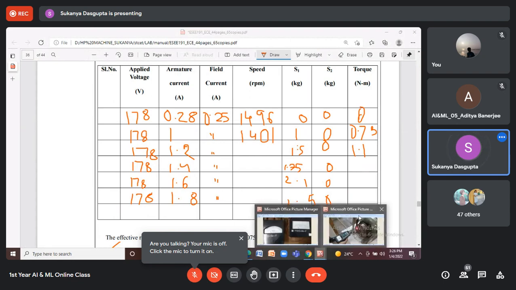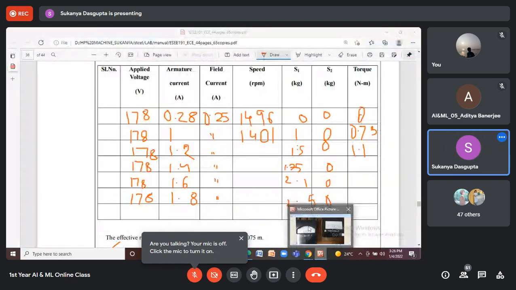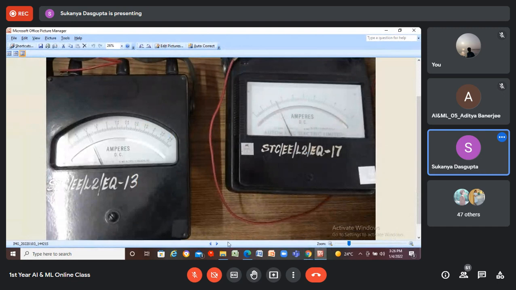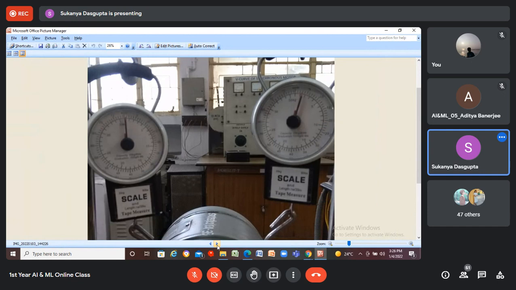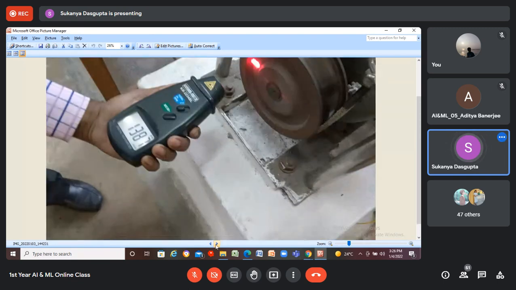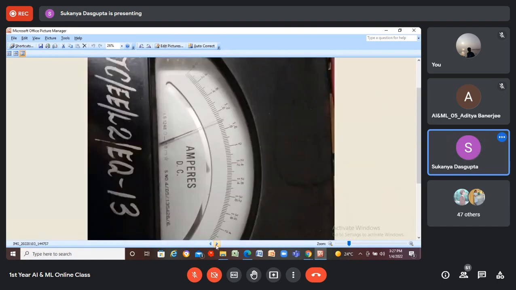Okay, next you see the next reading, that is 1.5. See, this is 1, this is 2, so it's just in between 1 and 2, so it's 1.5. At this situation the speed is 1387. Please note down the speed, at 1.5 kg it's 1387. Applied voltage is fixed at 178.